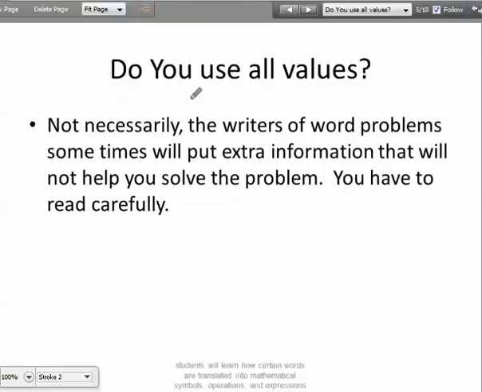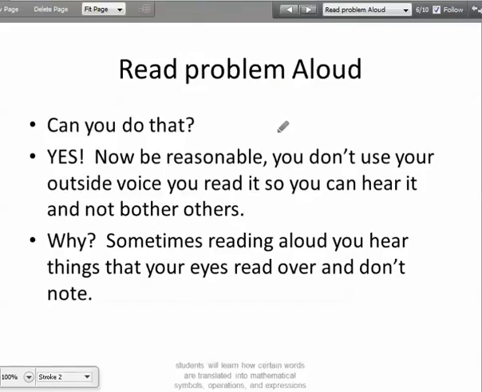Now, do you use all the values that you might find in a problem? Well, this is one way that writers of these types of word problems add difficulty into the problems. They don't necessarily want you to put everything into an equation. So there might be some extra information in there that will not be necessary to solve the problem, and you have to read very carefully to make certain you're hearing everything that needs to be done.